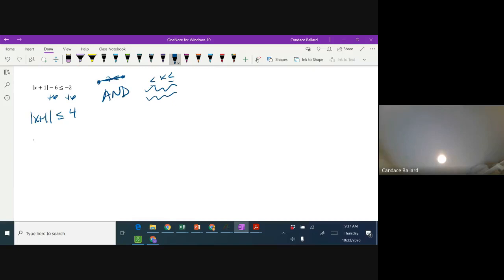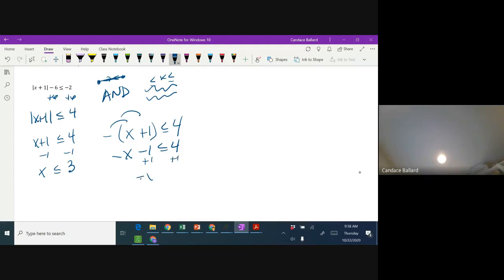All right, we're going to split it into a positive expression and a negative expression, okay? All right, we're going to subtract 1, so we get x less than or equal to 3. I'm going to distribute the 1, so negative x minus 1 less than or equal to 4. I'm going to add 1, so negative x less than or equal to 5. And you guys have already told me once, when I divide by a negative, I have to flip that inequality sign.